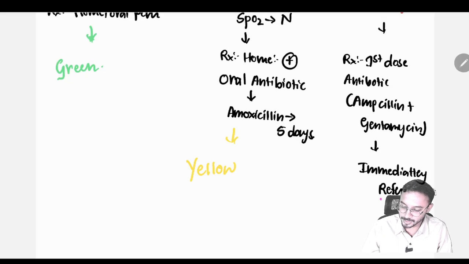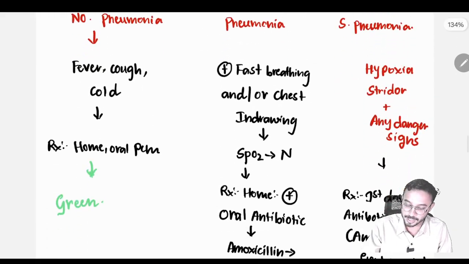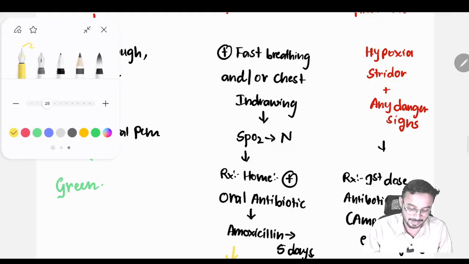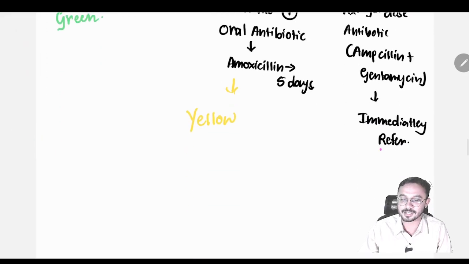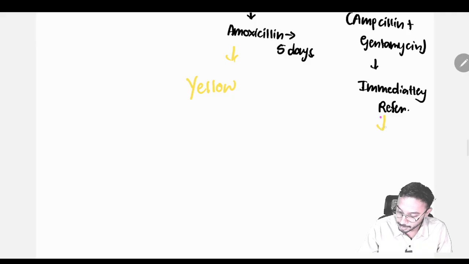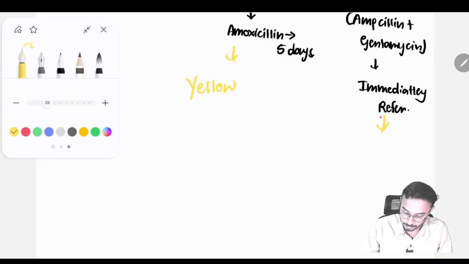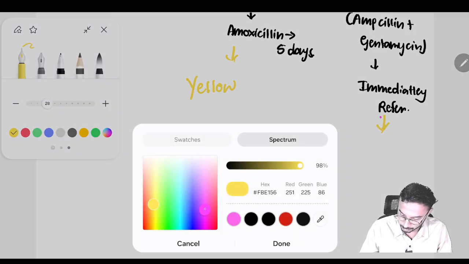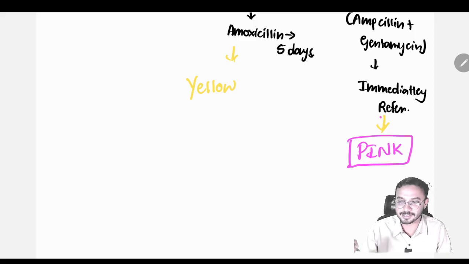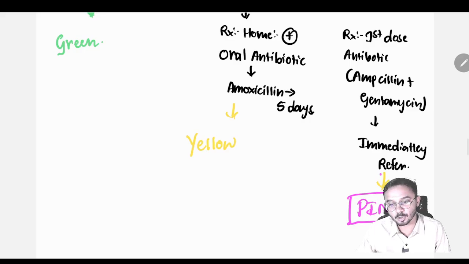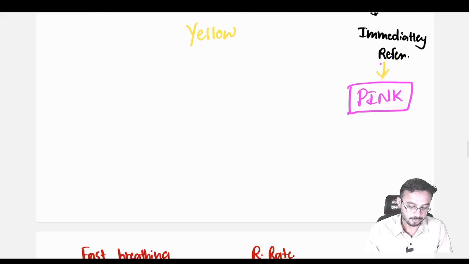Okay. And if the child is having severe pneumonia, which color? Red color. No. So that's why I will change my pen color also. Pink color. So most of the students answered red color, but here pink color is used. Pink color indicates severe pneumonia. So that's why I have changed my pen colors also.